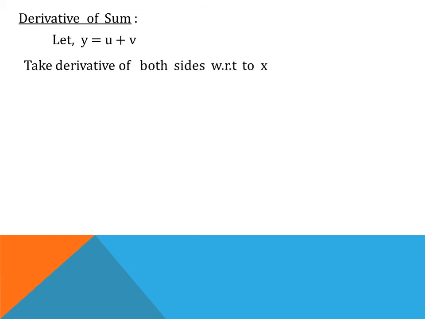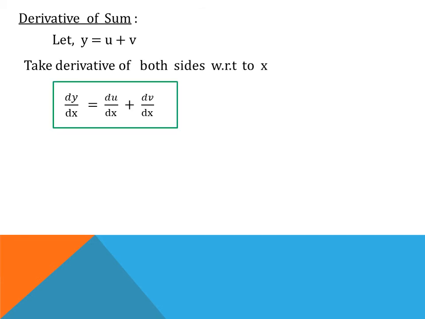So the first one is derivative of sum. So let's say we have y is equal to u plus v. So u and v are two terms that are being added here. So to find the final derivative, we'll have to find the derivative of each term on both the sides. So therefore we'll have dy by dx will be equal to derivative of first term plus derivative of second term.